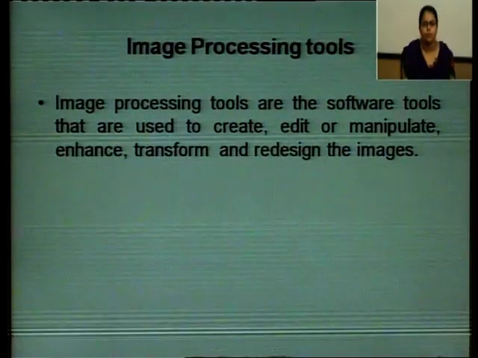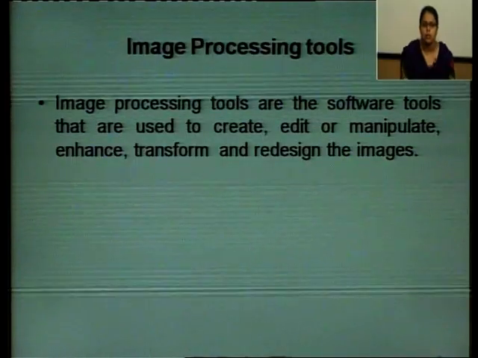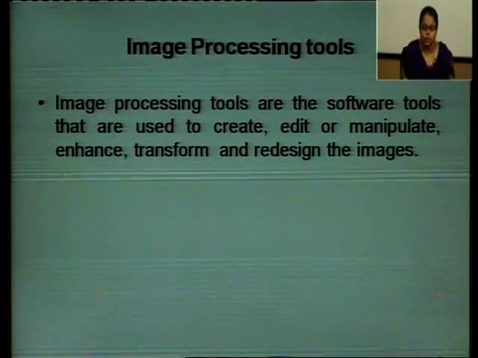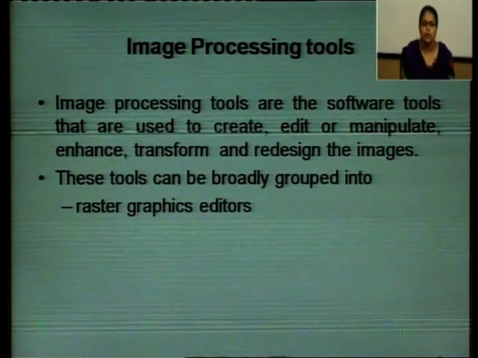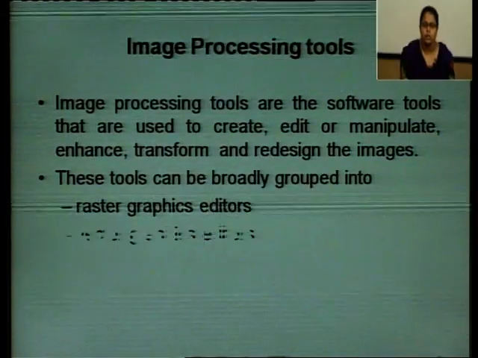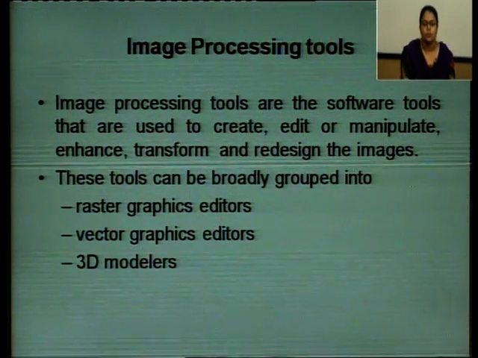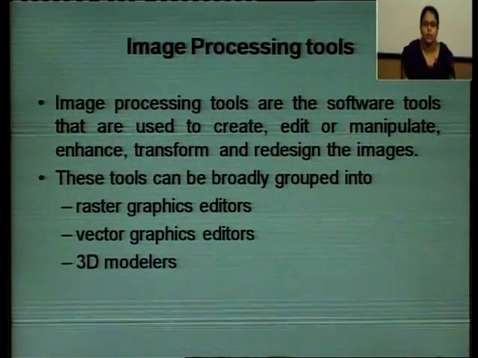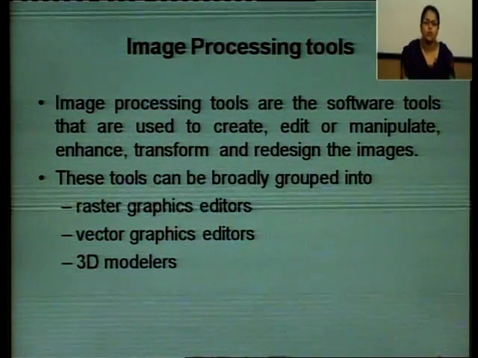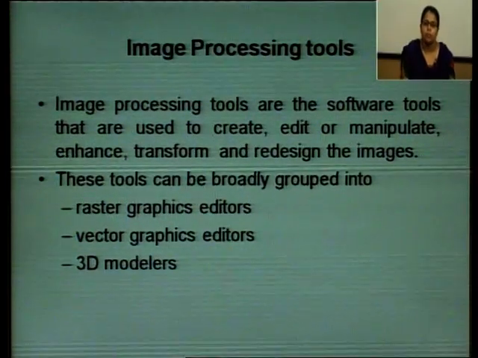Now, image processing tools are software tools that are used to create, edit or manipulate, enhance, transform and redesign the images. These tools can be broadly grouped into three categories. First is raster graphics editors, vector graphics editors and 3D modelers. So the tools which are used for creating, modifying, editing, manipulating, transforming or redesigning the images can be categorized as raster graphics, vector graphics editors and 3D modelers.